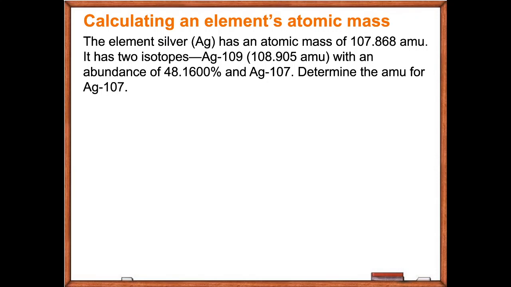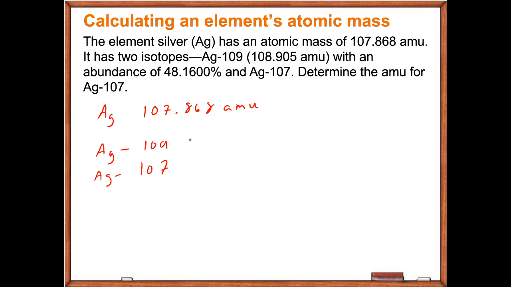Okay, so let's take a look at this one. How will we go about solving this? The first thing I'm going to do is write down the information that they gave me. They told me I have silver with an atomic mass of 107.868 AMU. So that's what everything has to add up to. And it tells me it has two isotopes that we're looking at: silver 109 and silver 107.